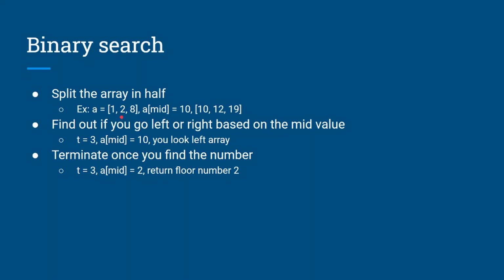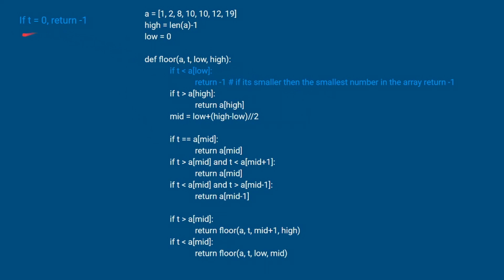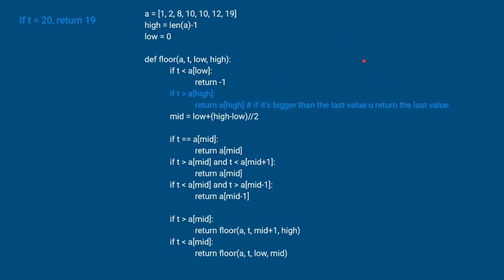So right here is the number that you'll get for the next mid. And since 3 is in between 2 and 8, you would return 2. This is the code that we are going to be going through. So if T is 0, then return -1 because it is lower than the lowest value, and the lowest value is 1. High is the biggest value, which is 19. If T was 20, then it is bigger than the highest value, and then you return the highest value because the highest value is lower than 20.